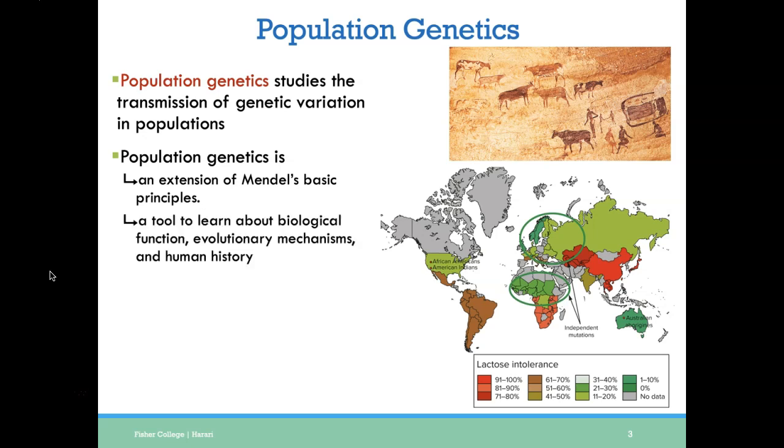So population genetics is a tool we can use to learn about biological functions, evolutionary mechanisms, and also about human history. So this map tells us a little bit about human history. This cave painting up here came from central sub-Saharan Africa almost 5,000 years ago. And this depicts farmers with cattle.